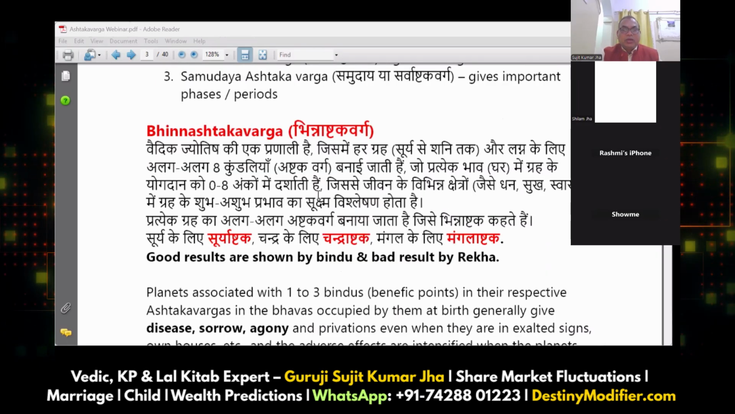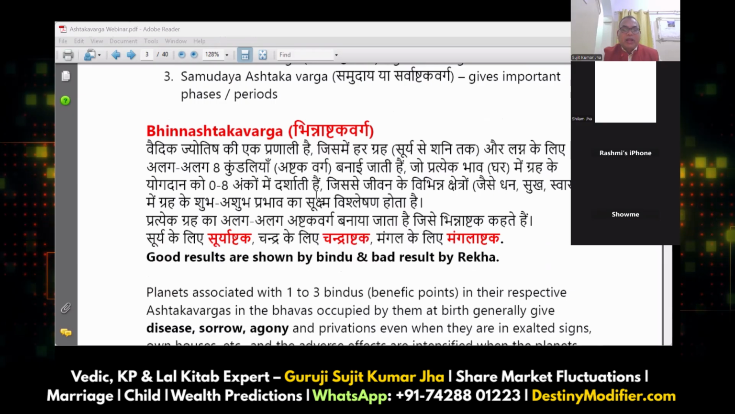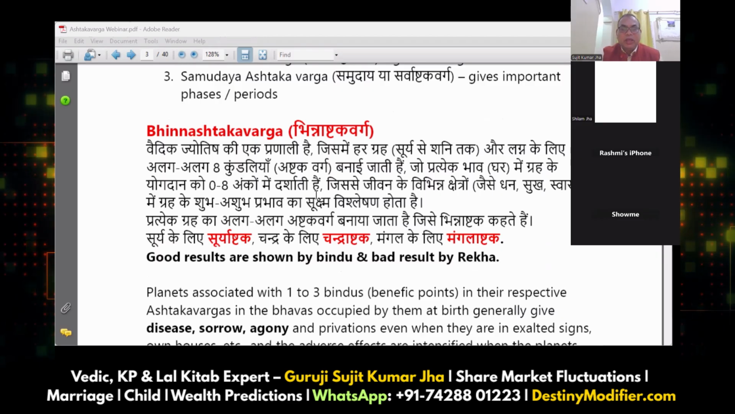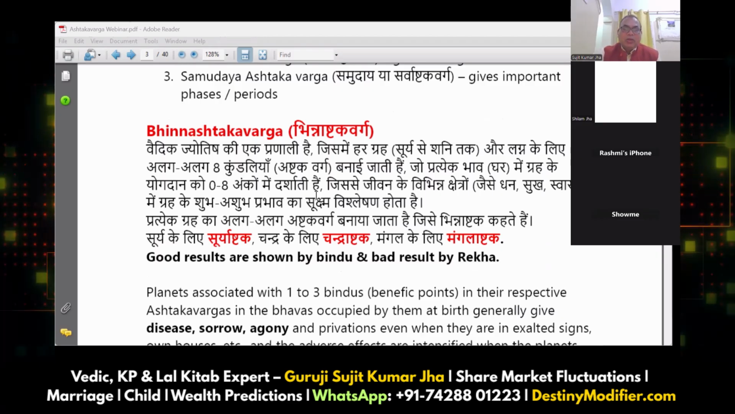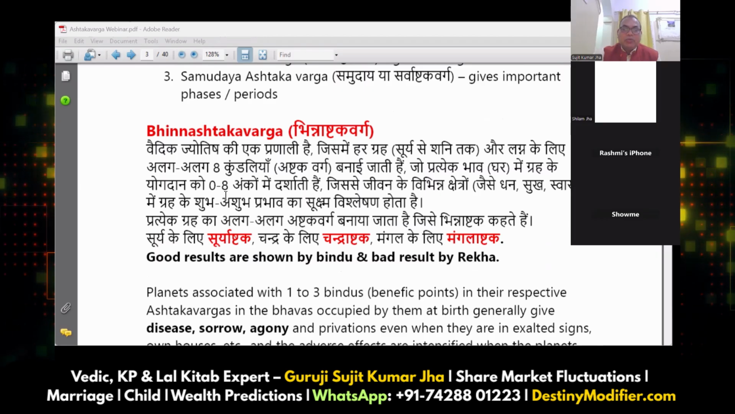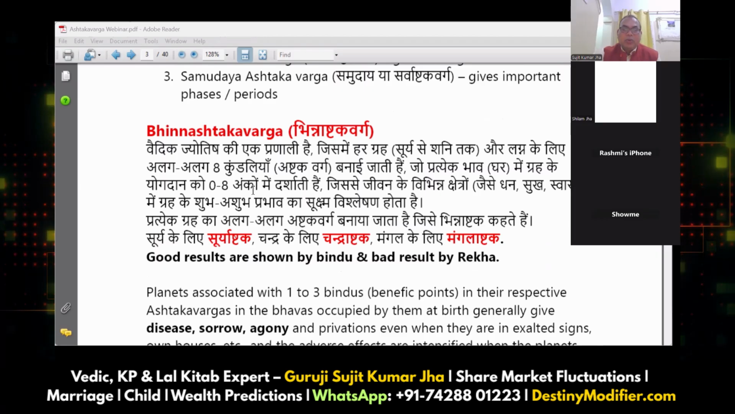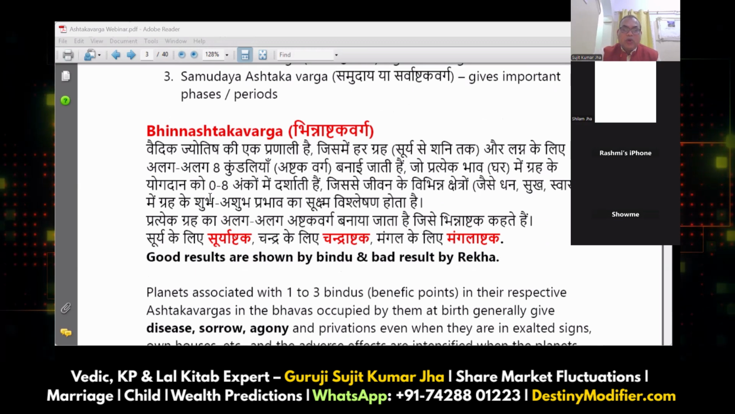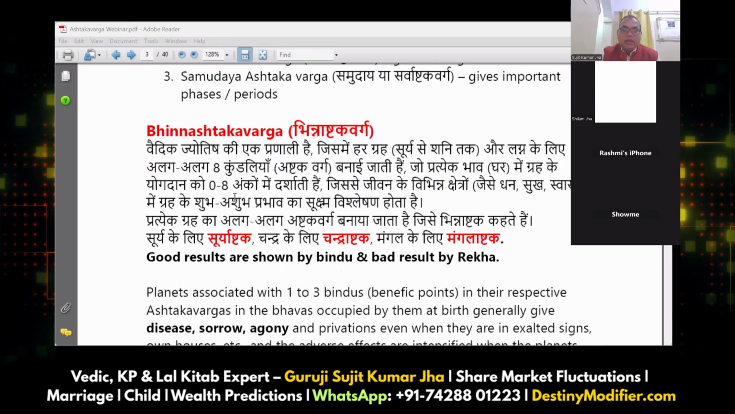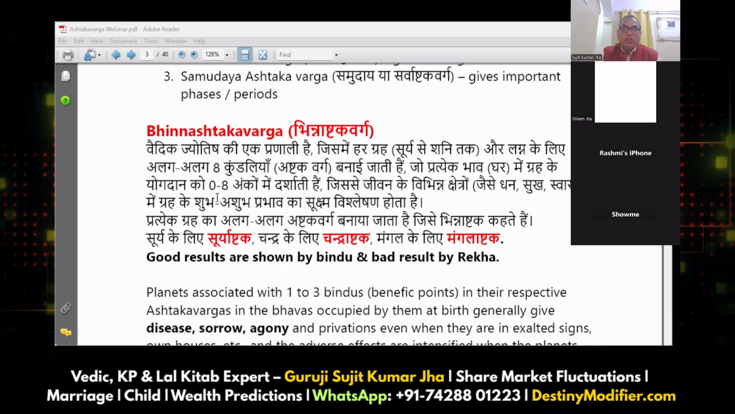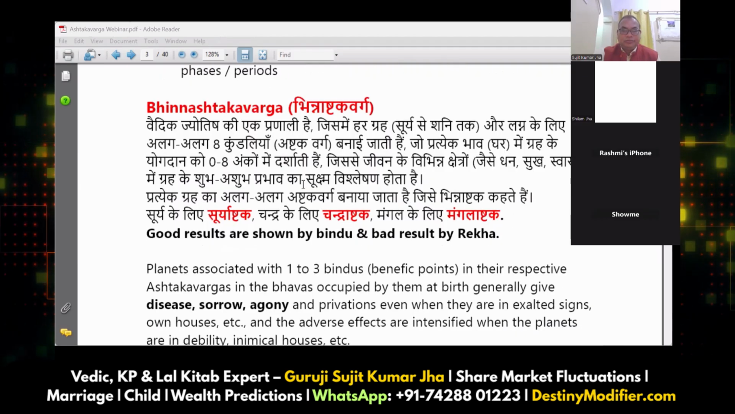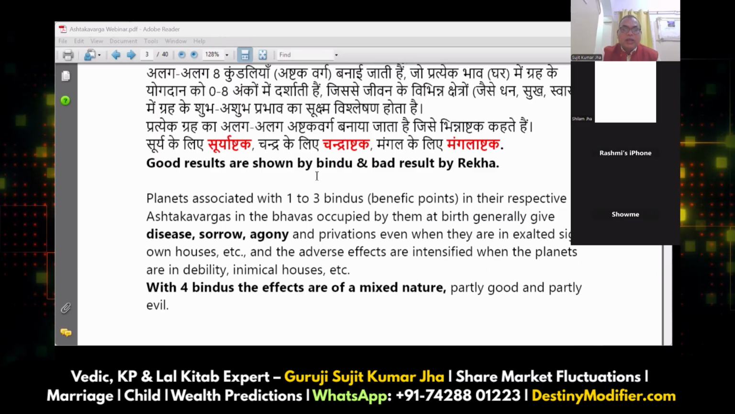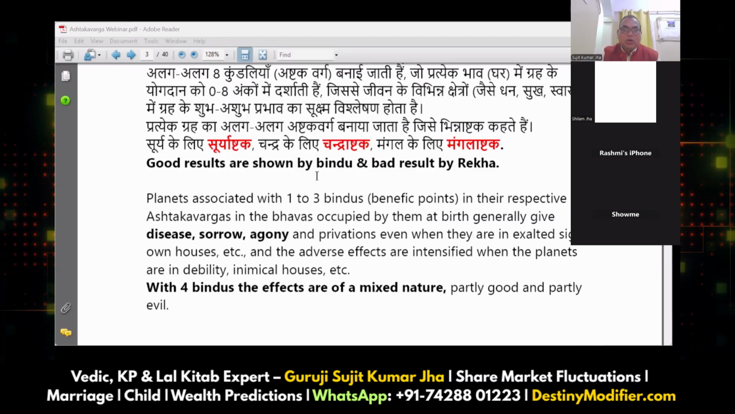In Ashtakavarga, the 7 planets and Lagna, so 8 entities, have to give points in one sign. If all 8 give, then the maximum point will be 8. If no planet or Lagna gives a point in a Rasi or sign, then 0 point will come. So every sign has points or Bindu from 0 to 8. Based on the points only, we can analyze whether that sign is good or bad.